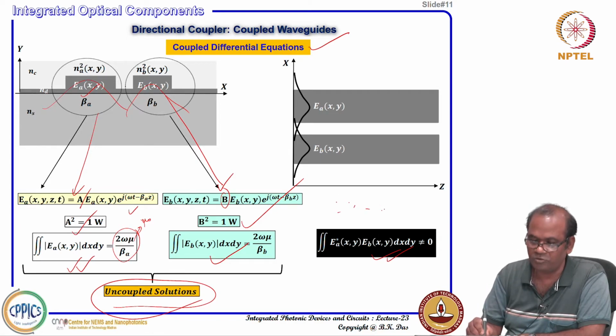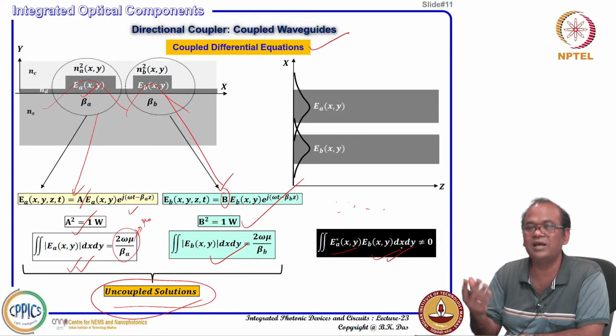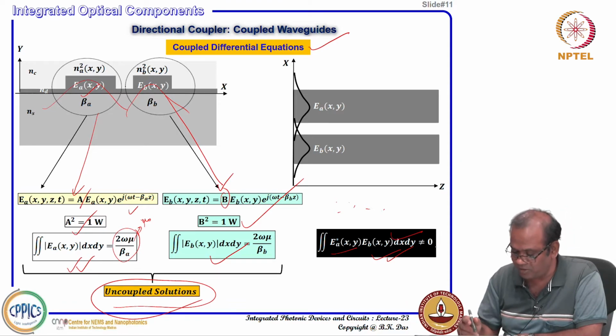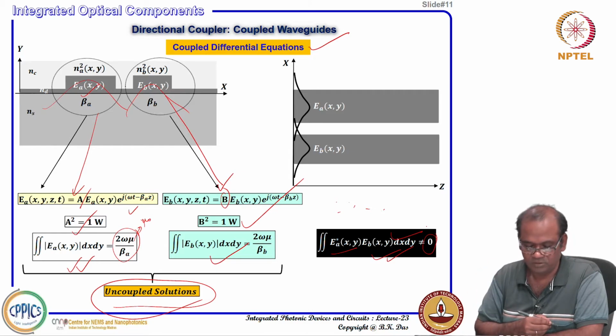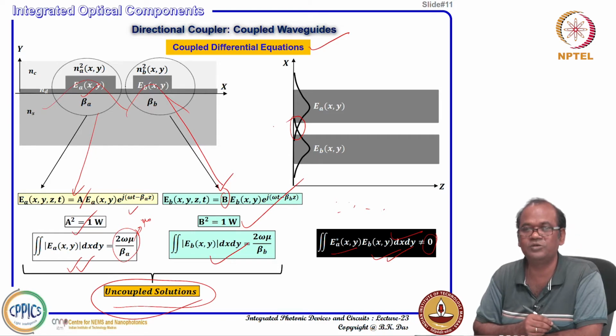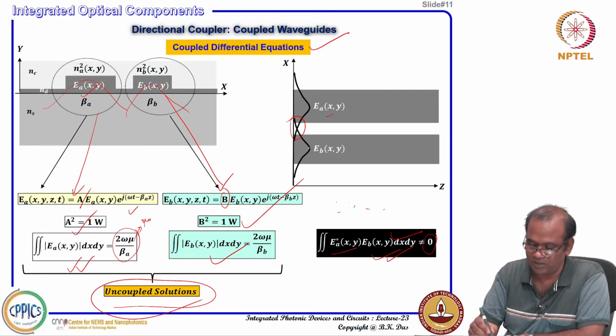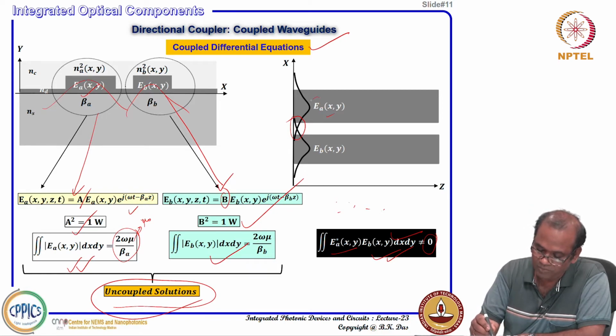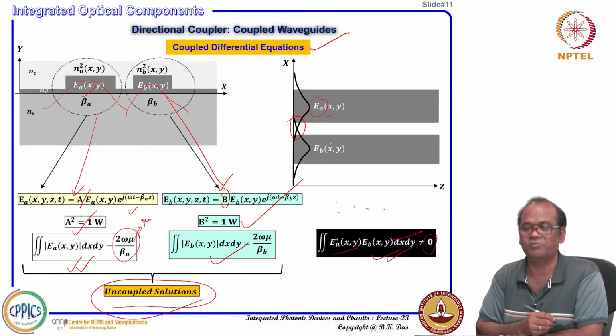If you change coordinate to coordinate, then you will see that when this is present, the other value is nearly 0, and when this is present, this value will be nearly 0. So, when they are uncoupled, you will get 0 value. But if they are coupled, for example in this region, if you see the two modes EA(x,y) and EB(x,y), the overlap is not equal to 0. In some area field A is also present, field B is also present.